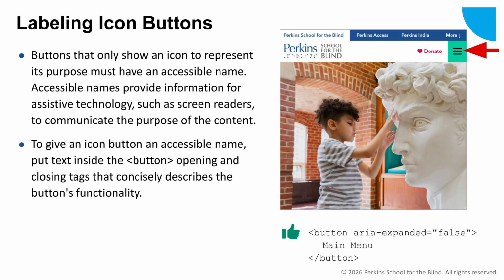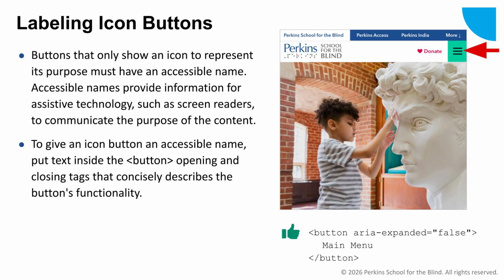To give an icon button, like the one we have on screen, an accessible name, there are a variety of techniques. One being to put text inside the button, opening and closing tags that describes the button's functionality, and if you don't want it visually shown, you hide that information. On the screen here, we have the Perkins School for the Blind website. We have a hamburger menu up at the top, and that button doesn't have any visible text.